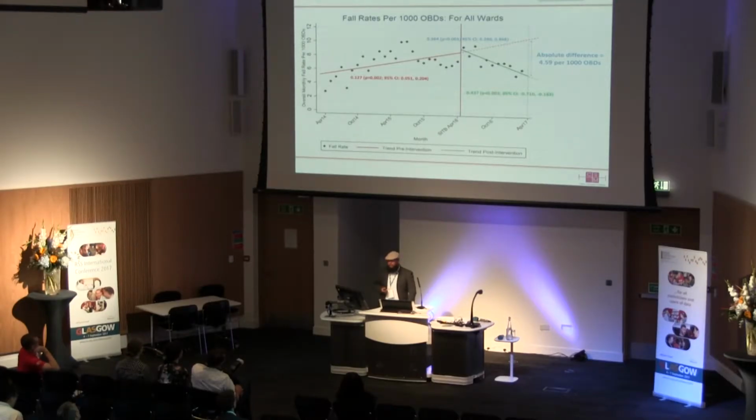So the red dotted line, which, if I can, where is it? Yeah, so this dotted line here, which shows the counterfactual value, which is if the intervention had not taken place, that would have been the trend. And at 12 months post-intervention, the blue dotted vertical line indicates 12 months post-intervention. So that absolute difference was 4.59 falls per 1,000 occupied bed days, and that is a relative percentage reduction of 46.3%.